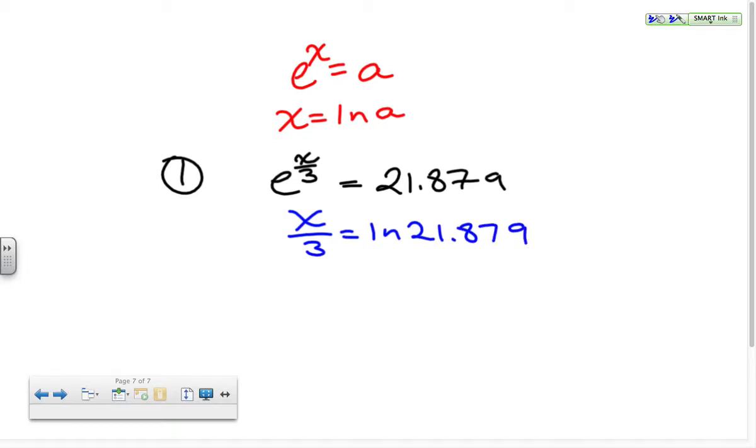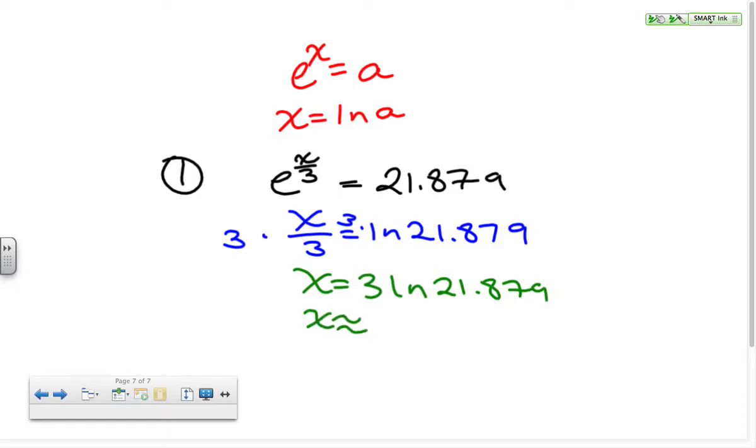And now it is just algebra. Multiply by 3 on both sides. And I get x over 3. Or no, my 3's gone now. Okay. x equals 3 natural log of 21.879. Again, pop it in the calculator, and I have x is approximately 9.257.